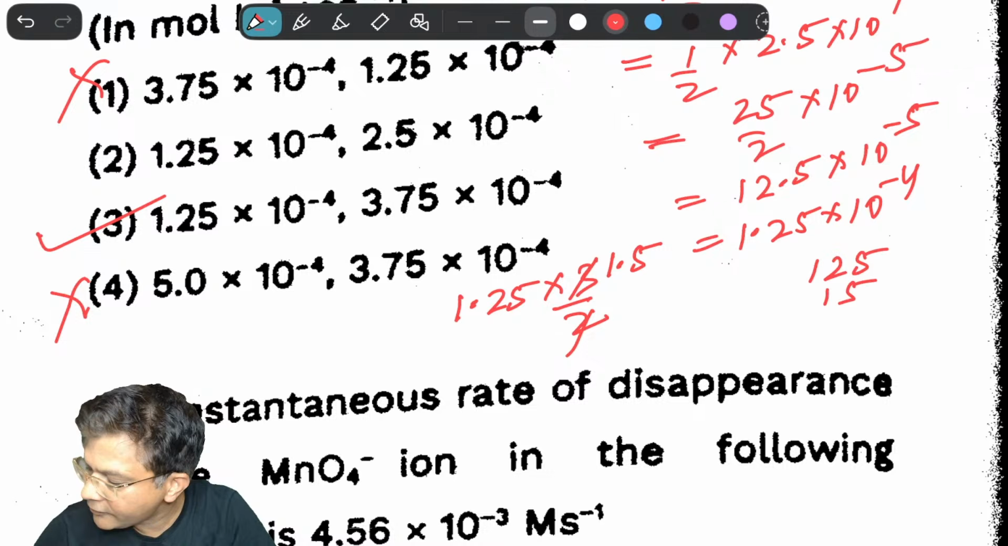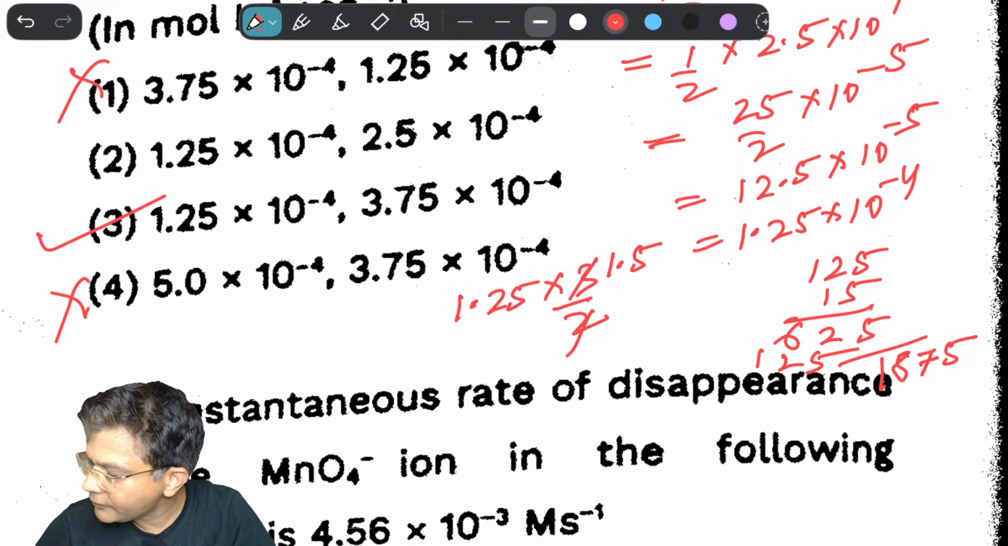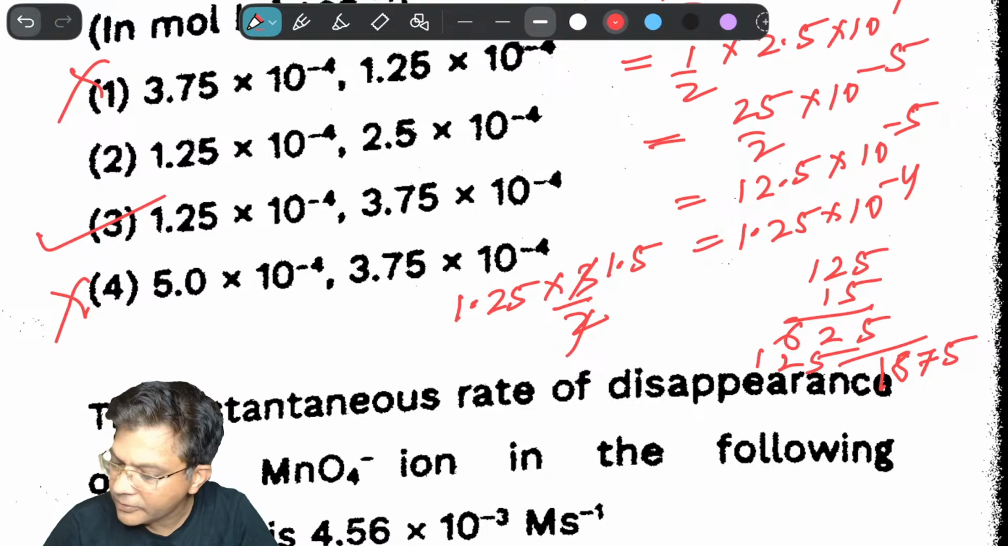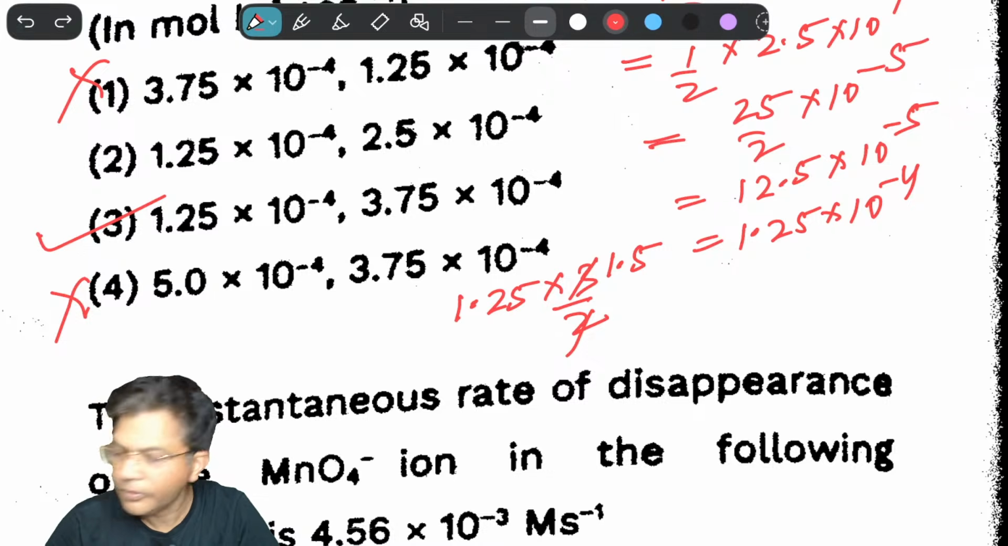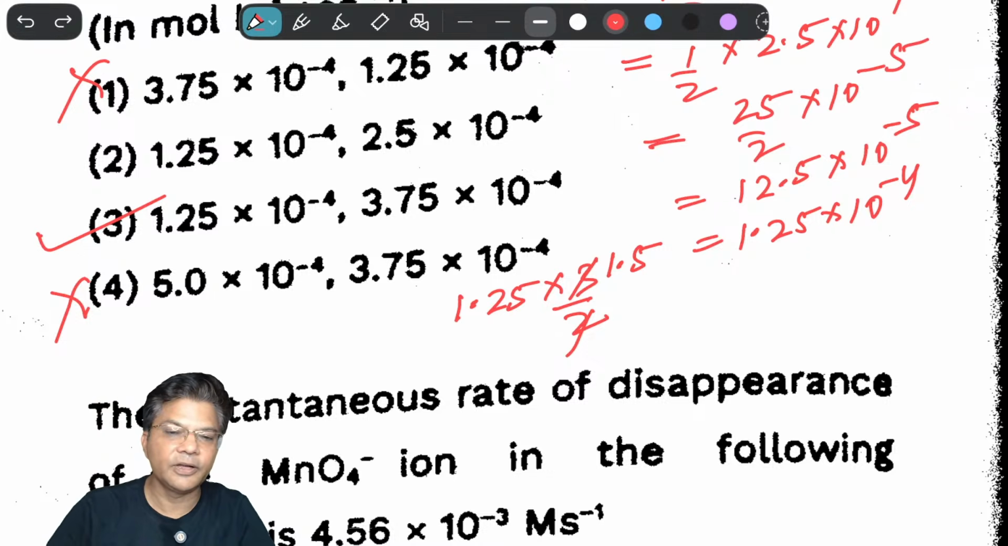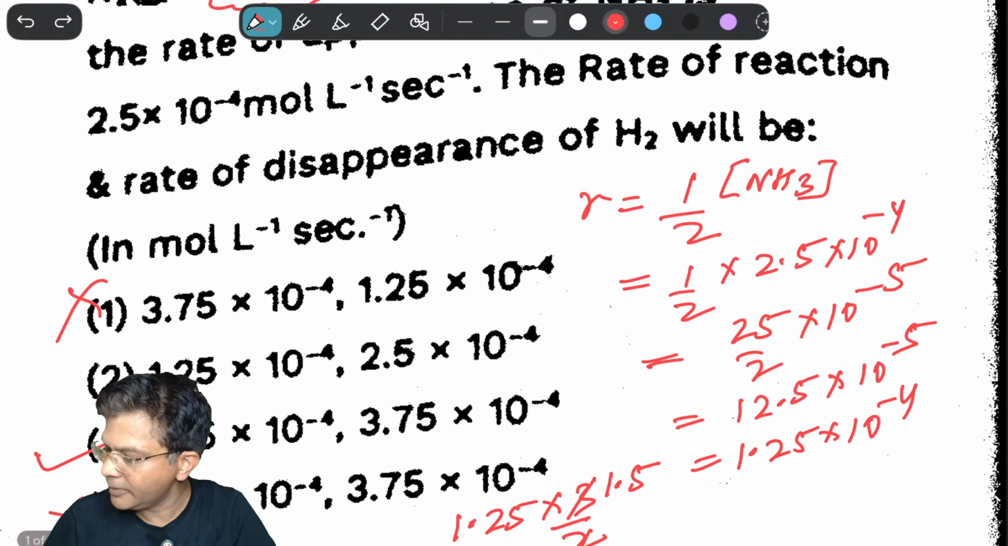Okay, you directly do it. 125 into 15. If you can't do anything, do it by hand: 5 times 5 is 25, 5 twos are 10, and so on. So I can write down 5, 7, 8, 1, 1, 8. Something wrong I have done, I think. Where is the mistake I have done, kids? Do let me know.